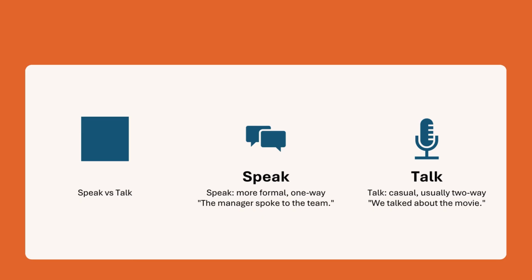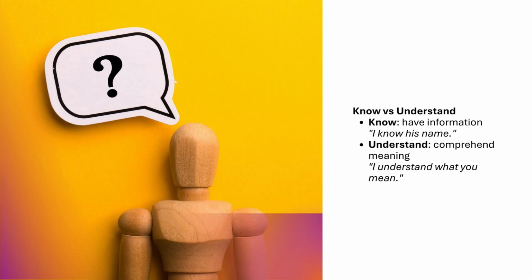And our third pair of verbs today is know versus understand. Know means having information about anything. For example, I know his name. Understand means to comprehend the meaning, that you understand the meaning of that thing or the word. For example, I understand what you mean.